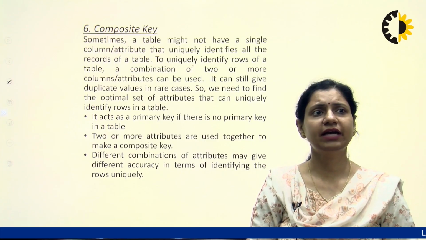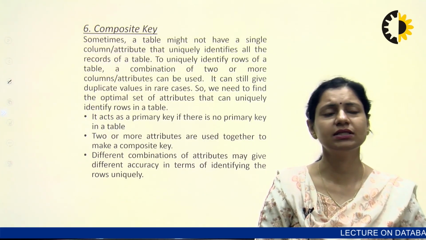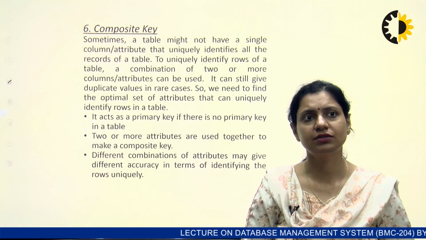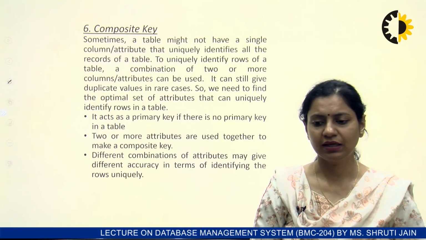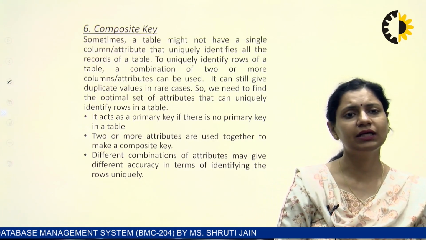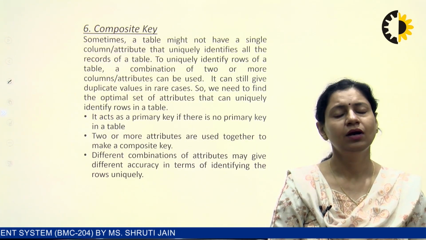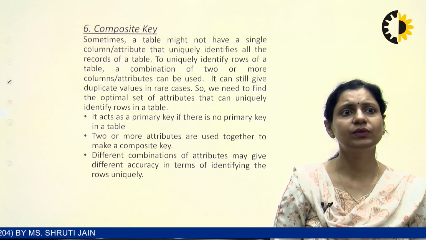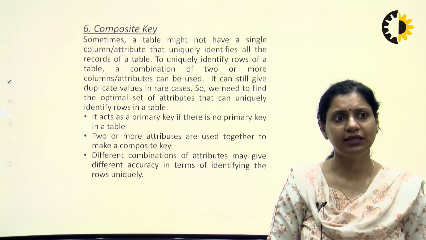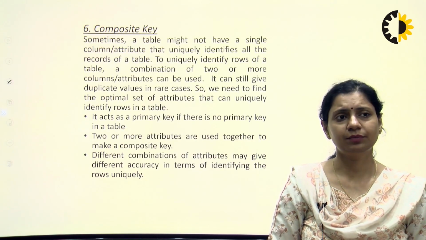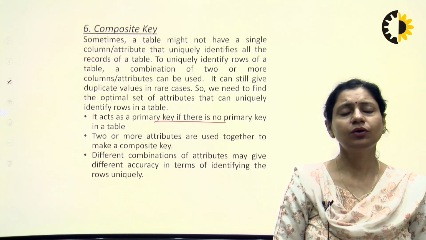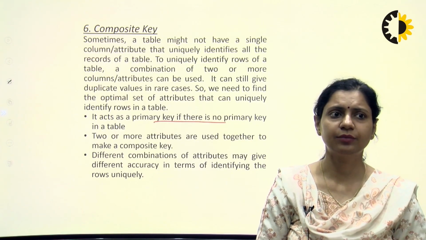The last one that we have is the composite key. The composite key is the combination of keys which uniquely identify all the records of a table. We need a composite key because sometimes we cannot find the unique data from a single table or from a single column. So in that case, we need to combine two or more columns or attributes together in order to fetch the unique data. This composite key acts as a primary key if there is no primary key in the table. Two or more attributes are used together to make a composite key.